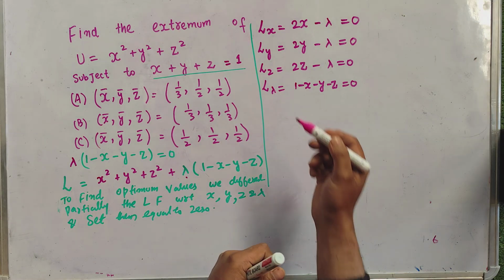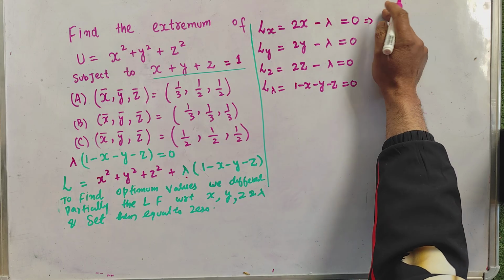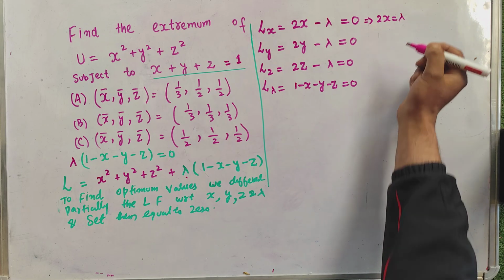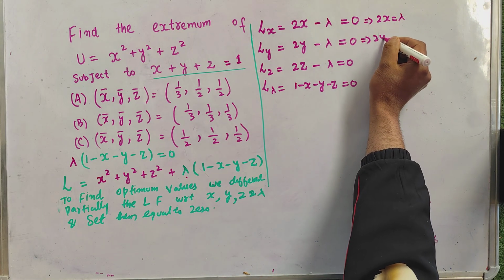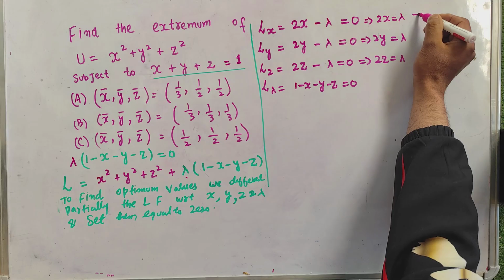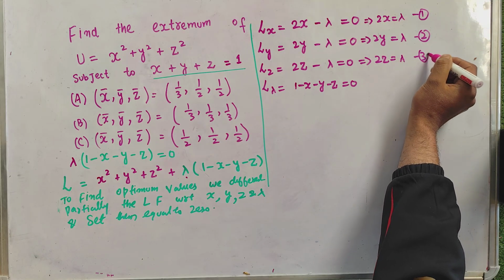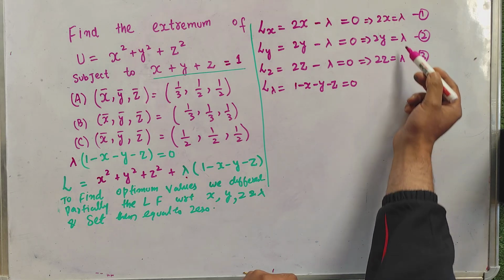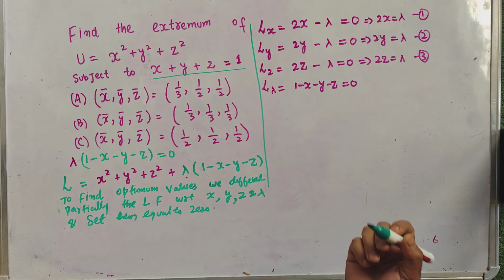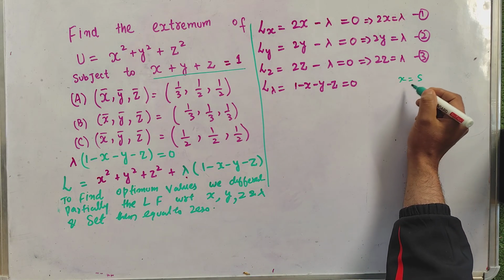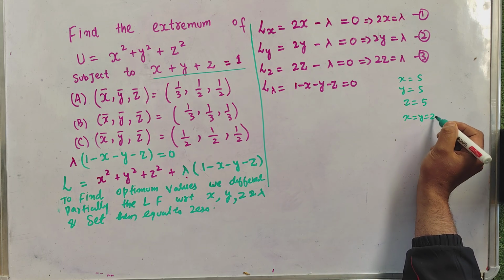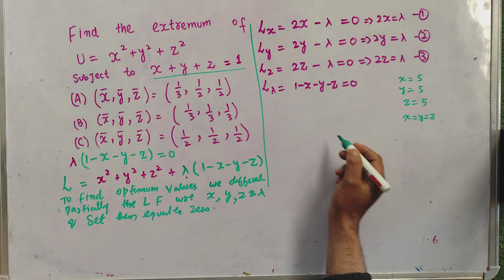Okay, so can we rewrite these equations here? Can I write 2x is equal to lambda, and here 2y is equal to lambda, and here 2z is equal to lambda. Let us say this is equation first, equation second, equation third. Here you can see since RHS of each equation is same, we can equate LHS. This is to say, if we have x is equal to 5, y is equal to 5, z is equal to 5, can we say x is equal to y is equal to z? Yes, we can say. Since we have the same RHS, we can equate the LHS.